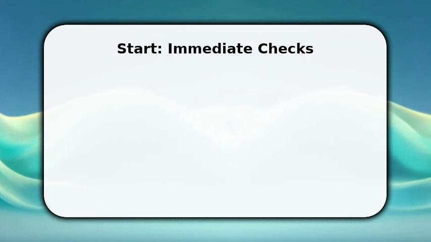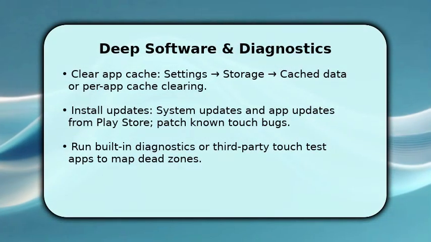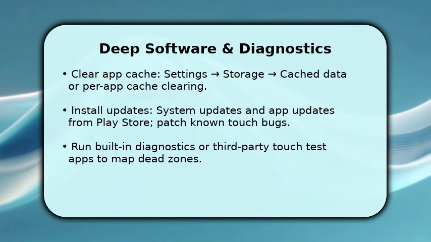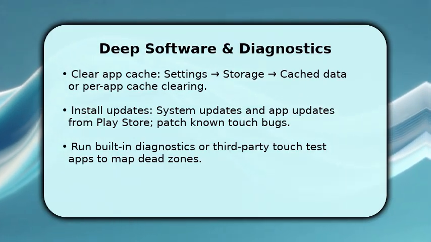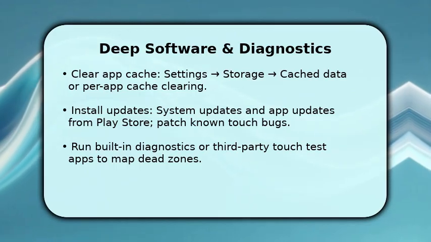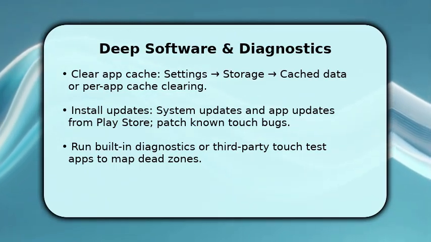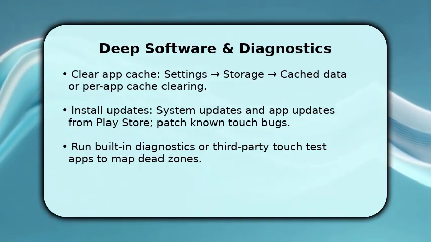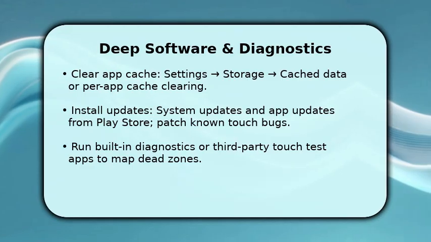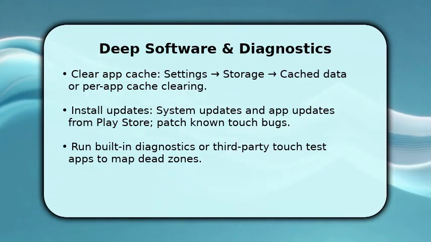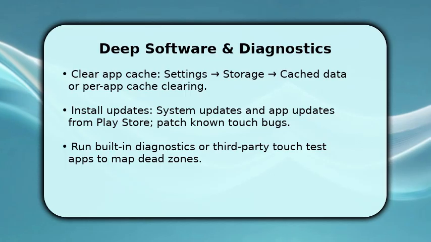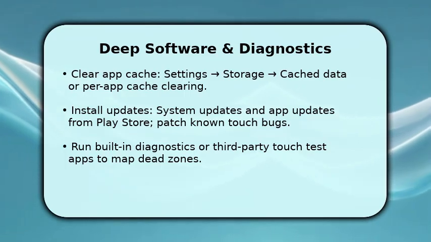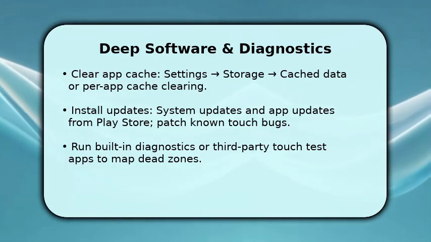Now you move into detailed diagnostics. Clear system and app caches to remove corrupted touch buffers. Next, install all pending system and app updates because manufacturers often patch touch-related bugs. Once updated, run the phone's built-in hardware tests or a trusted touch test app to map dead zones and response times. If certain areas never register, note their position. This informs whether the issue is software, a connection problem, or physical digitizer damage.